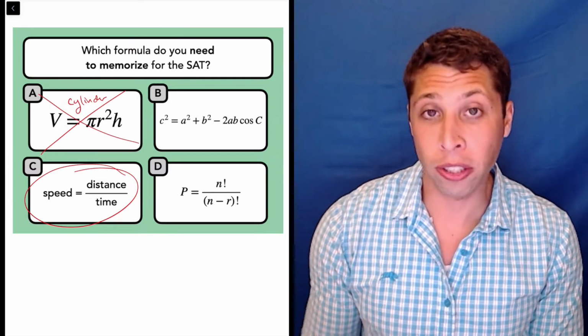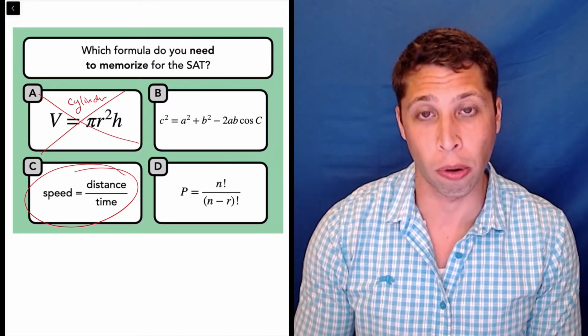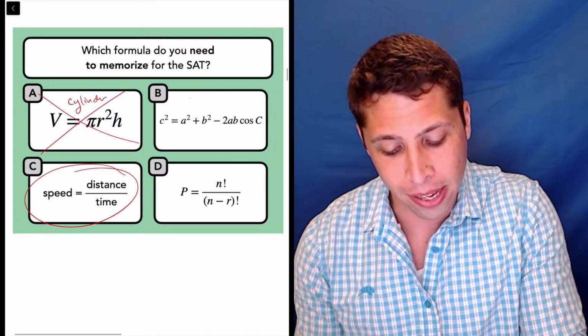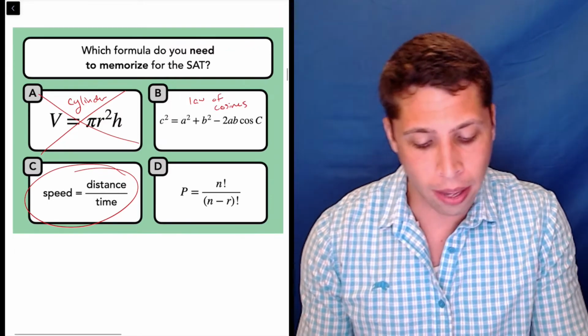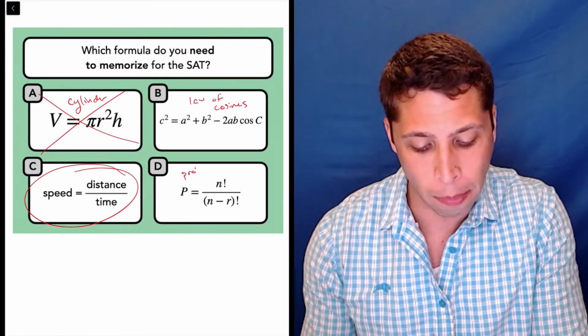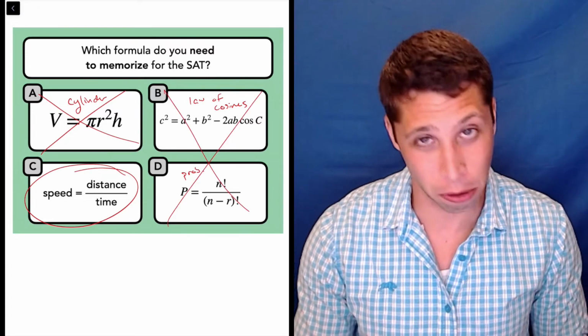These other two, choices B and D, these are things that would appear on an ACT, and you would need to memorize these formulas for that. The top one, B, is law of cosines. Sometimes they give it to you, but this other one is permutations for probability. I'm not even going to get into it. This is why I don't like the ACT. Too many formulas to memorize.